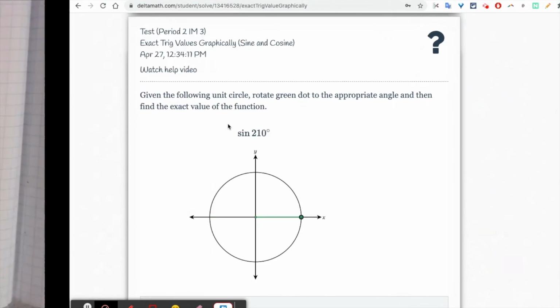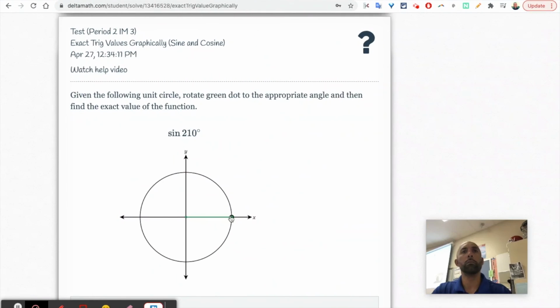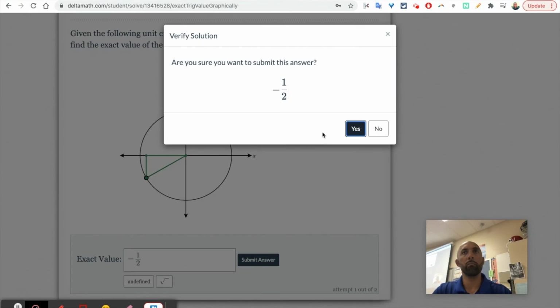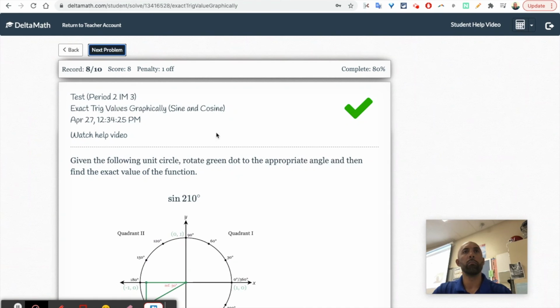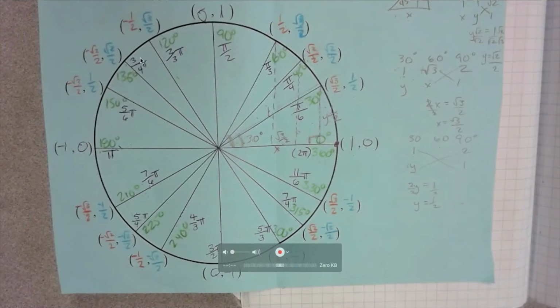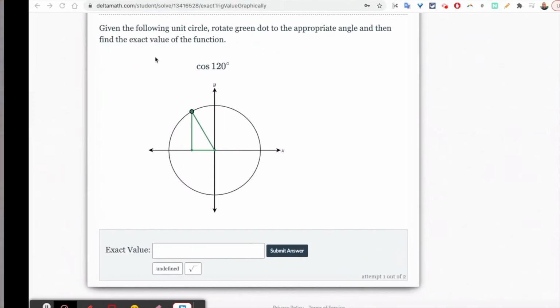Okay, sine of 210 again. Okay, there's 210. And this one was -1/2. Okay, 2 more. 120. Well, that's 90 plus 30, 120. All right. Then cosine at 120 is the x value, -1/2.